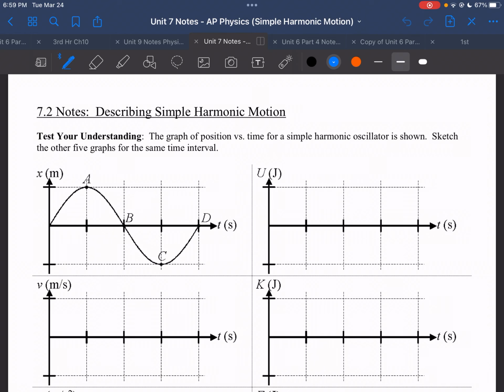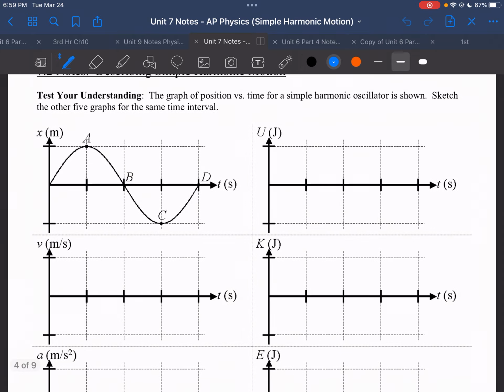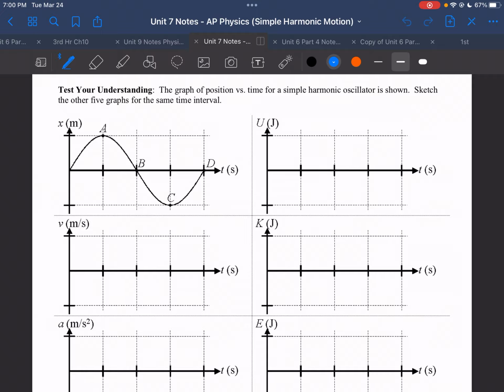Right, so now we're going to look at 7.2, which is looking at describing simple harmonic motion. In this scenario, we are given a graph of position versus time, and we're going to use this information to essentially create graphs for all the other intervals. The first thing is to look at the slope of each of these instances.